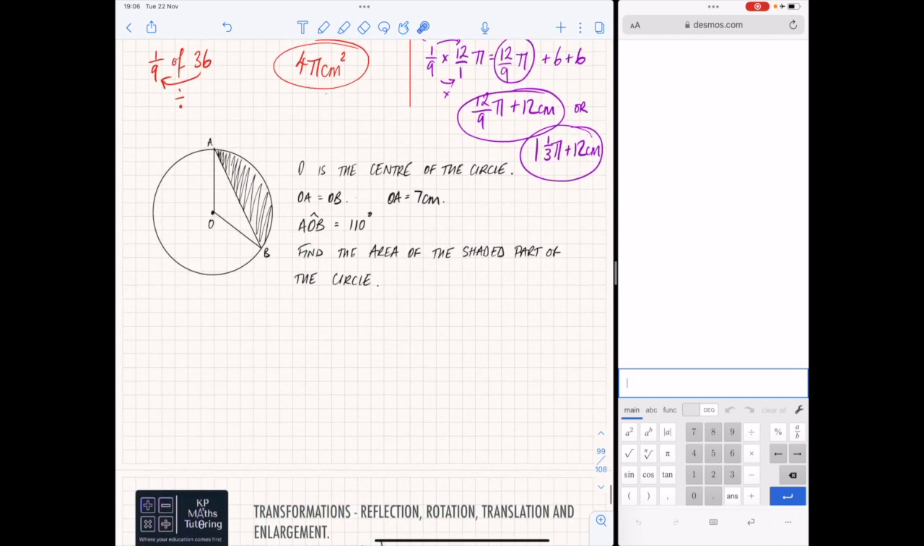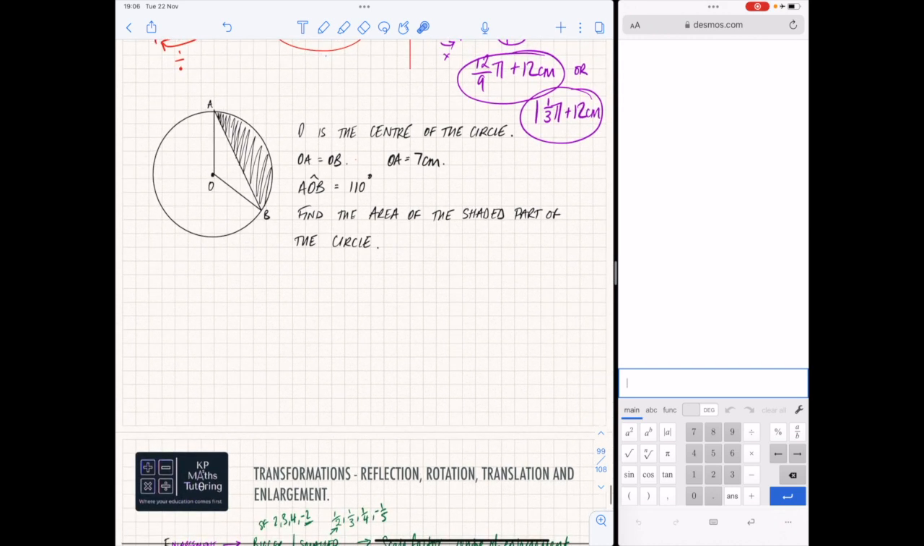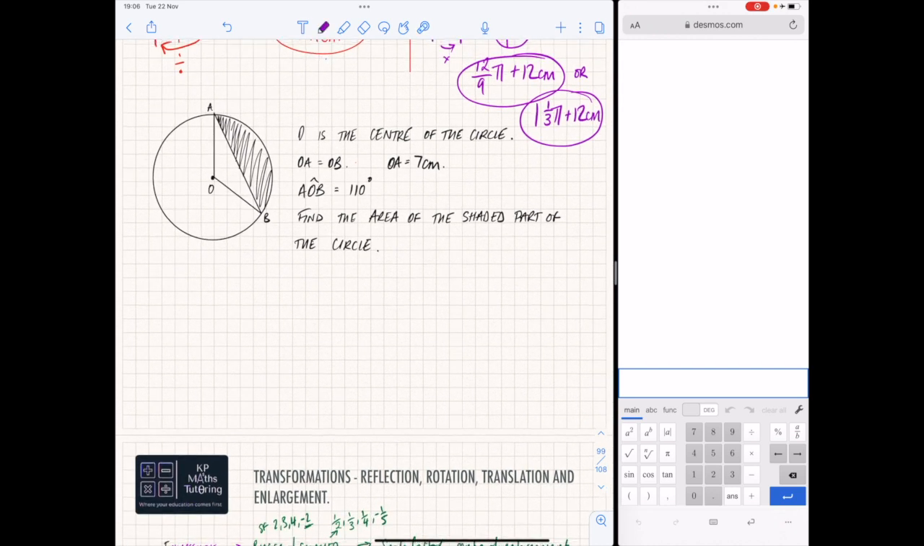Okay, so last one we're going to look at. Let's talk about this last one. So it's a little bit more of a problem solving question. We're going to involve some information about triangles in here as well.